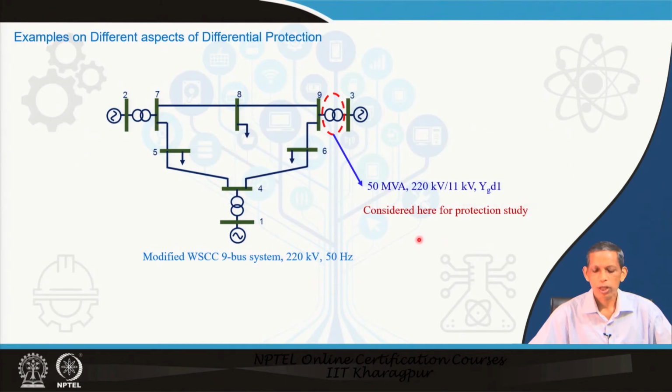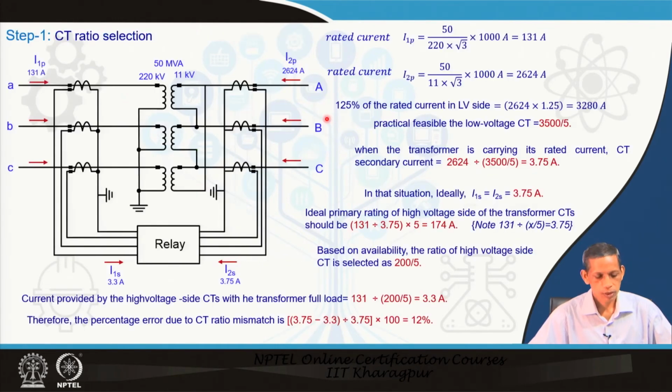Agree? So, the transformer connection can be different, which we will also elaborate in the subsequent slides. Now, for this transformer which we have mentioned in the earlier slide, this is the transformer connection: high voltage side star, 11 kV side delta, low voltage side.